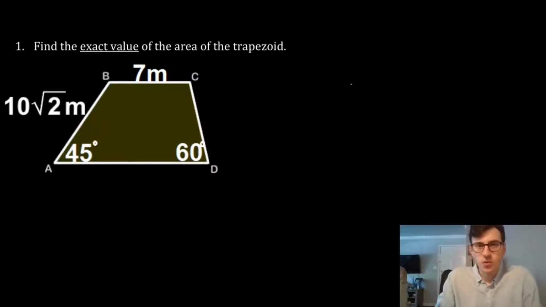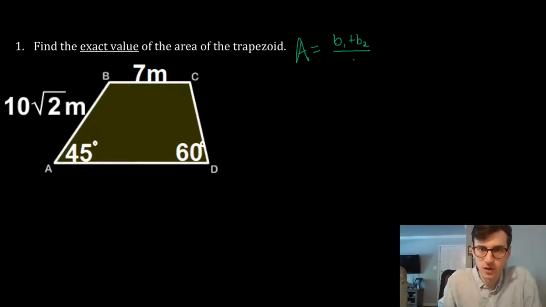Let's do some examples where we find the area of a trapezoid. Before we get started, we need to remember that the area of a trapezoid is equal to base 1 plus base 2 divided by 2 times the height. So the average of the bases times the height gives us the area of a trapezoid.